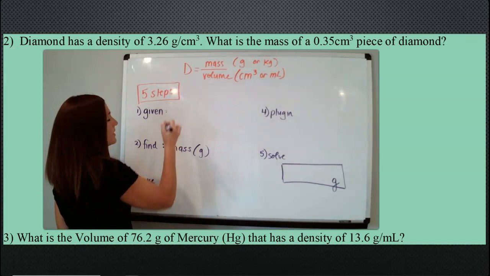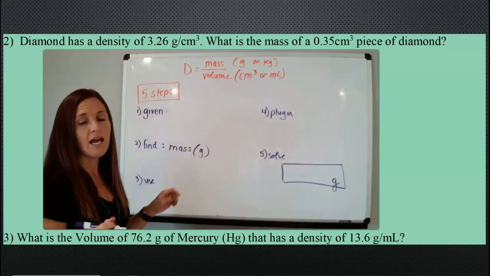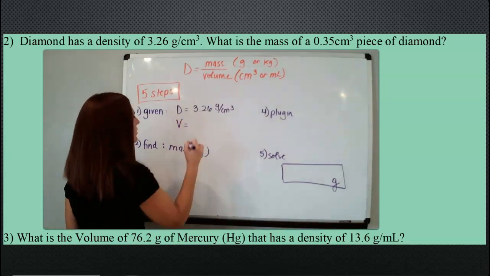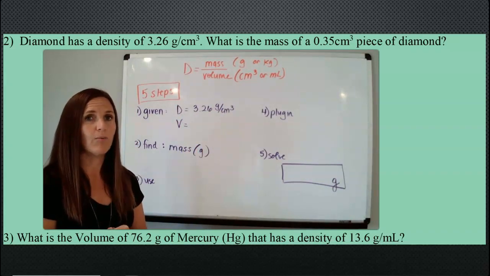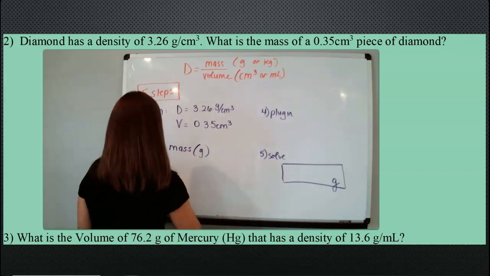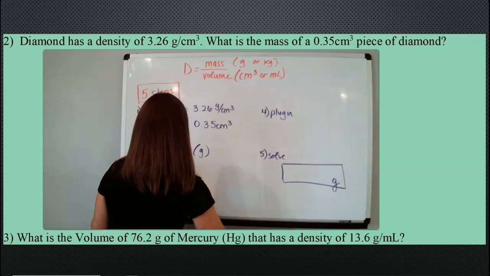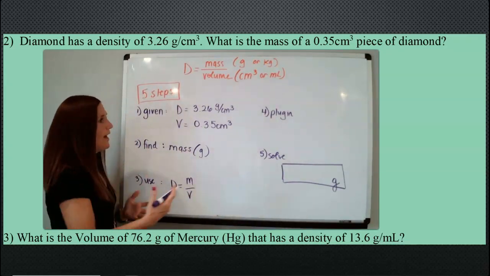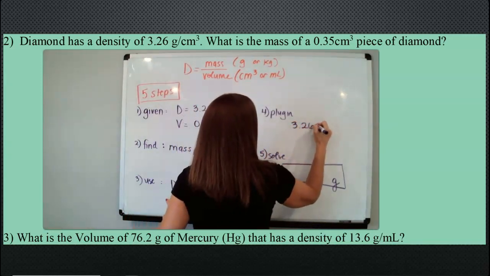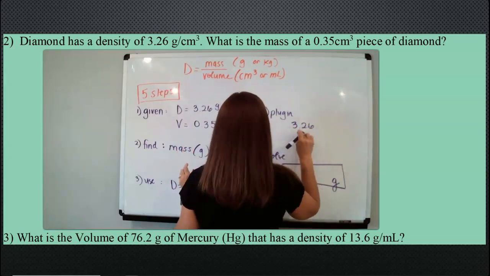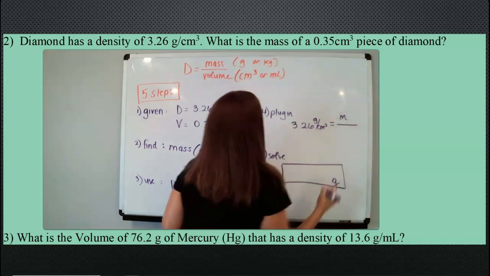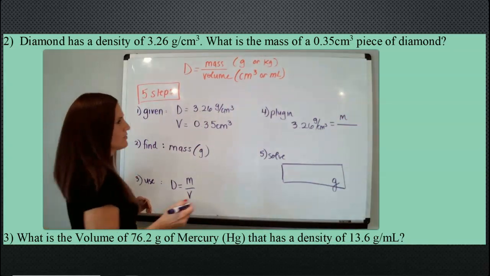So given, my first given is density is 3.26 grams per centimeter cubed. And I also know my volume. The volume of this piece of diamond is 0.35 centimeters cubed. So we're still talking about a density problem, so we're still going to use our D equals M over V equation. And now we just go ahead and plug in what we know. So my density, 3.26, is equal to, I need to include my units, so 3.26 grams per centimeter cubed equals my mass over my volume, 0.35 centimeters cubed.